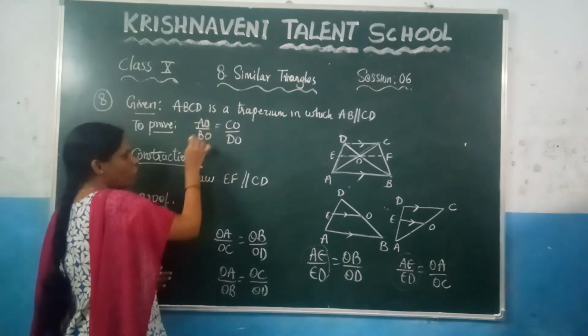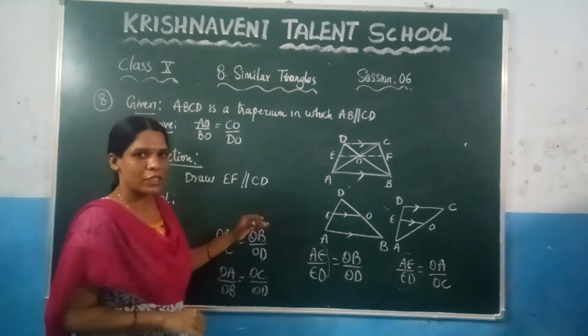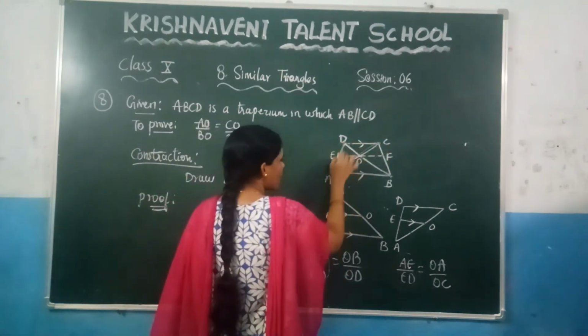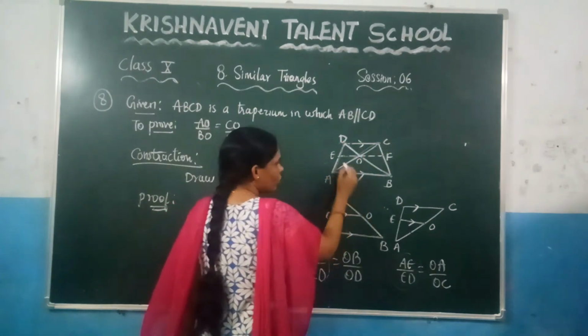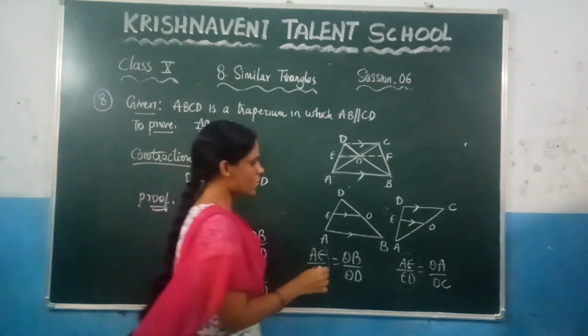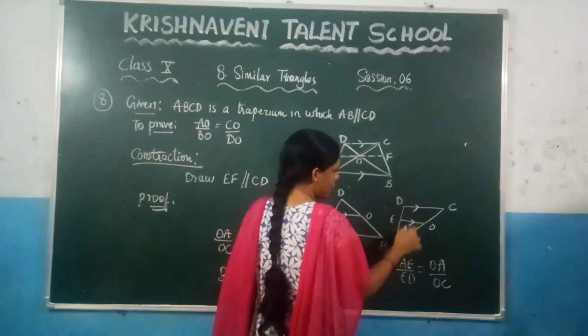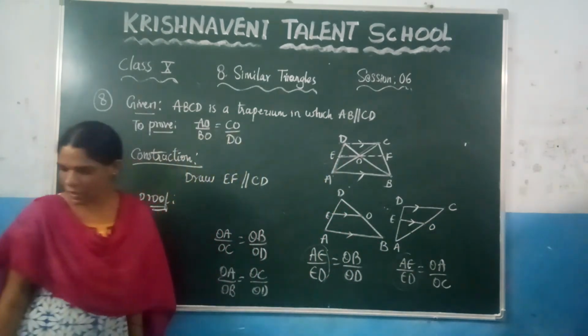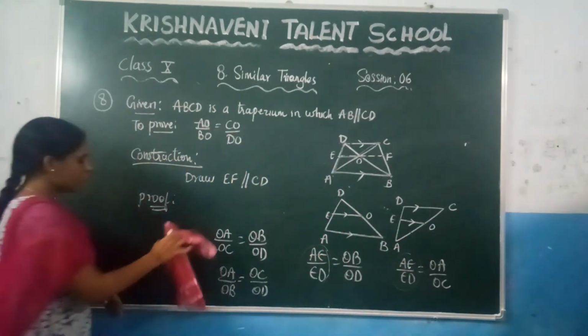And similarly, I have chosen this triangle because here you need to check what we need to prove. We need to prove AO by BO. So whichever side you need, you take that as the triangle. So I have taken this triangle. What you get here is that this line is parallel to this line. So again by the basic proportionality theorem you can write AE by ED is equal to OA by OC. Now you can equate this one. So I am writing this proof here.